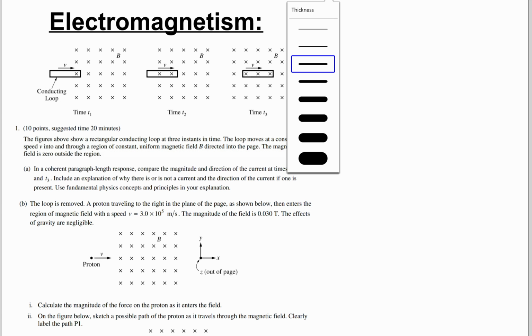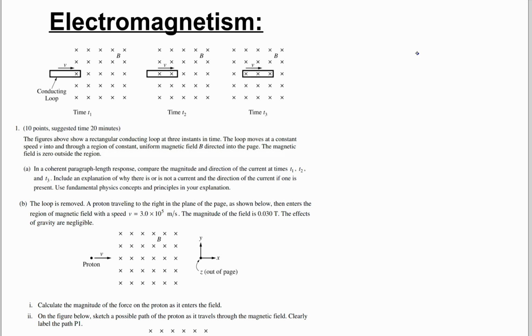All right, so we start with, in a coherent paragraph length response, compare the magnitude and direction of the current at times t1, t2, and t3. Include an explanation of why there is or is not a current and the direction of the current if one is present. So we have a conducting loop. At time t1, it's just entering the field. At time t2, it's still entering the field. And at time t3, it's in the field.